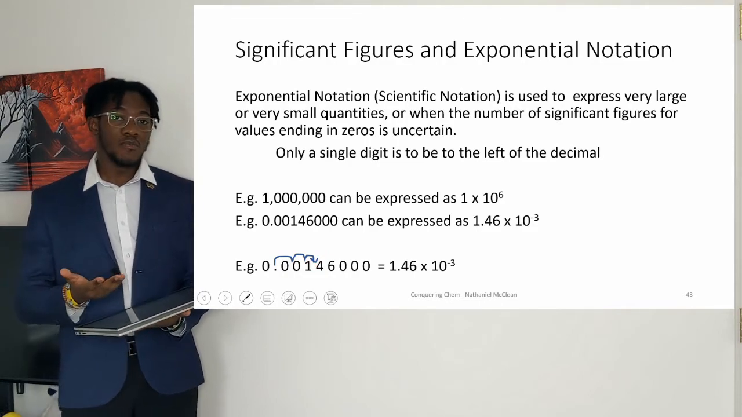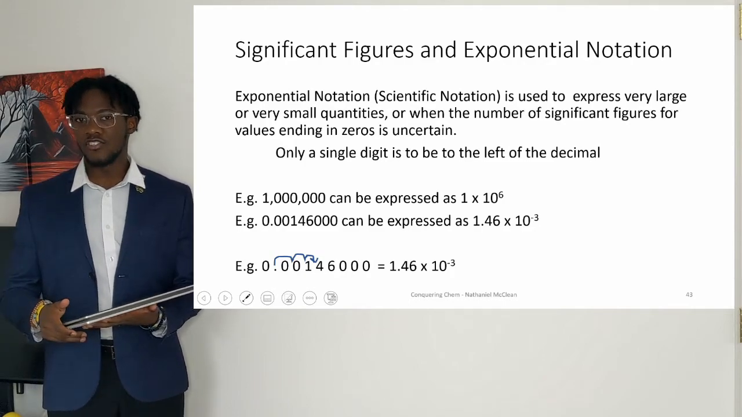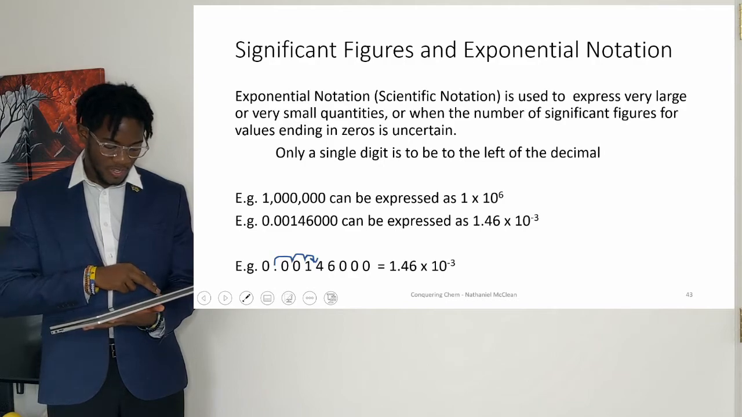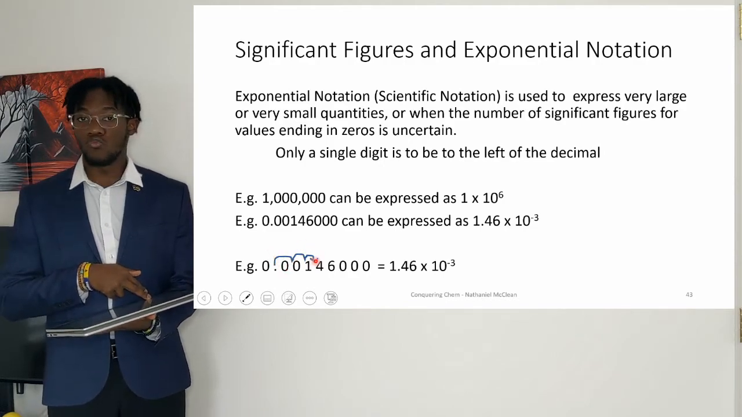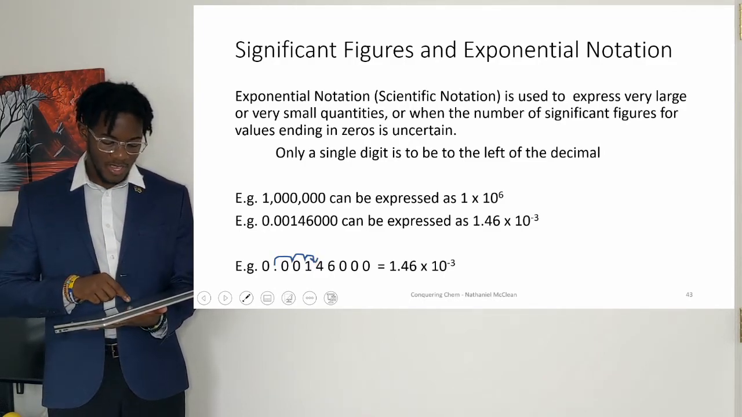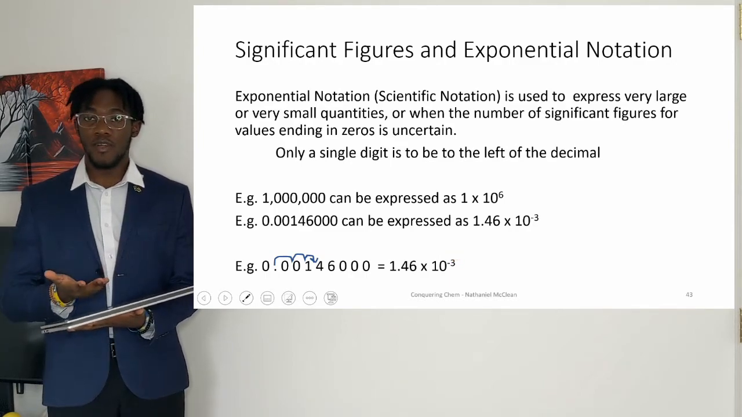So basically you jump with your decimal until you have only one single integer to the left of that decimal place. So looking here again, we jump 3 times, 1, 2, 3. Since we jump to the right, we have to make it a negative number. So we express this as 10 to the minus 3. If we had gone to the left, it would be a positive number.